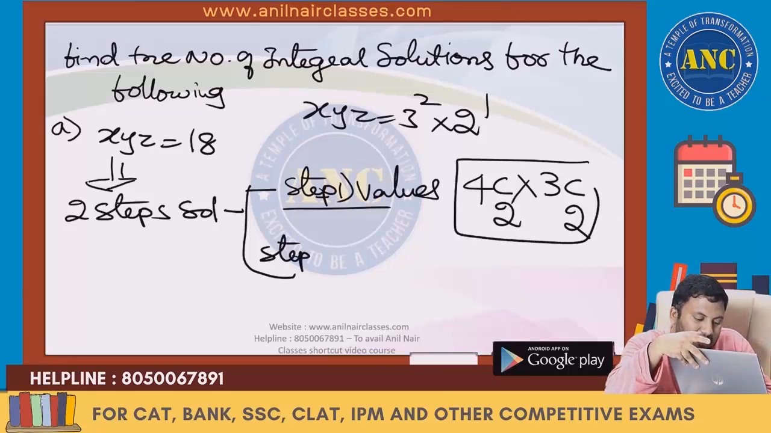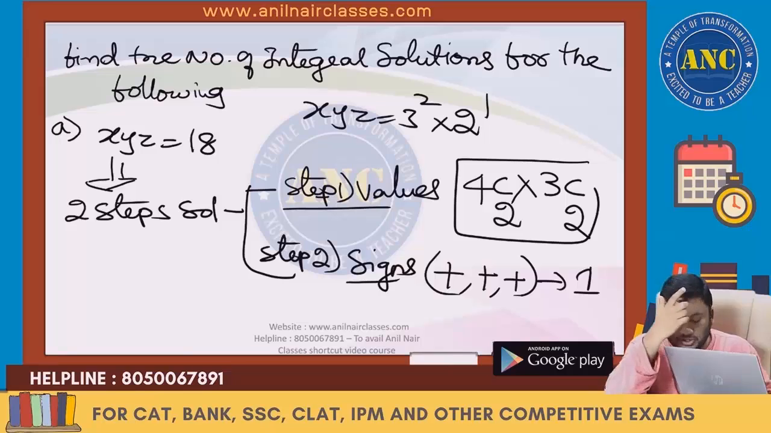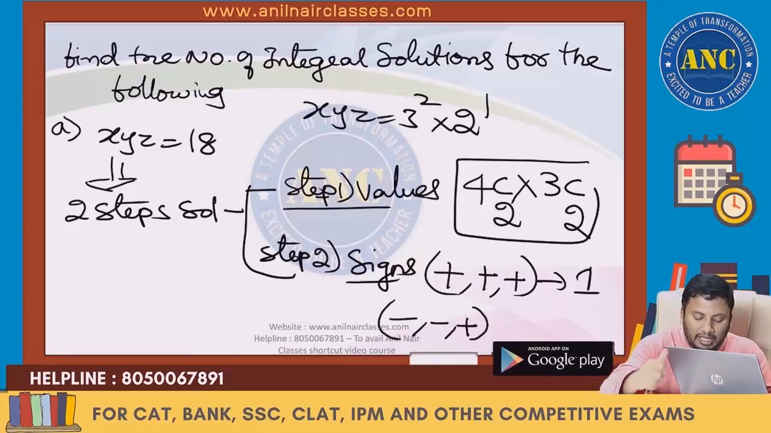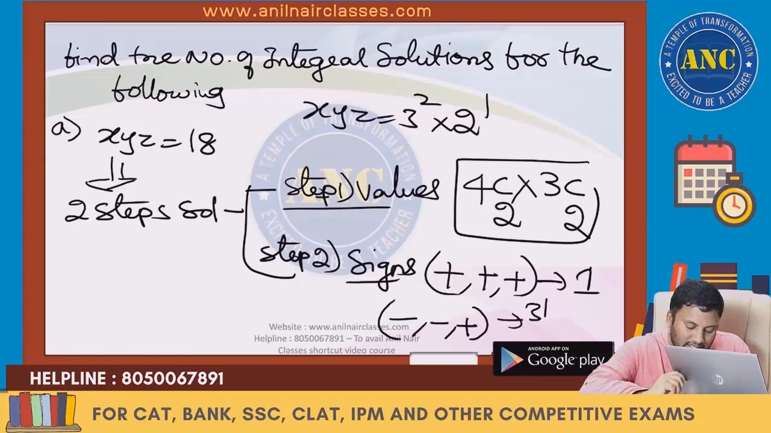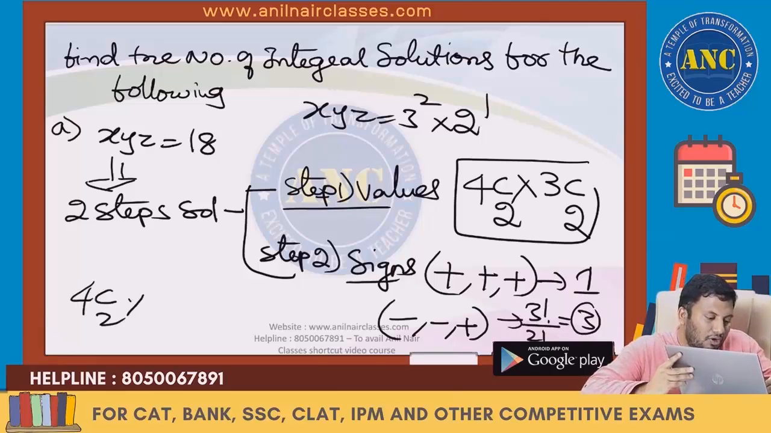Step 2 is signs. Because it is integer, we have to take signs. Positive into positive into positive is positive, and 18 is positive. Negative into negative into positive is also positive. 3 signs are there, 2 signs are common, so it is 3C2, which is 3. 1 plus 3, 4. So the answer is 4C2 into 3C1 into 4.